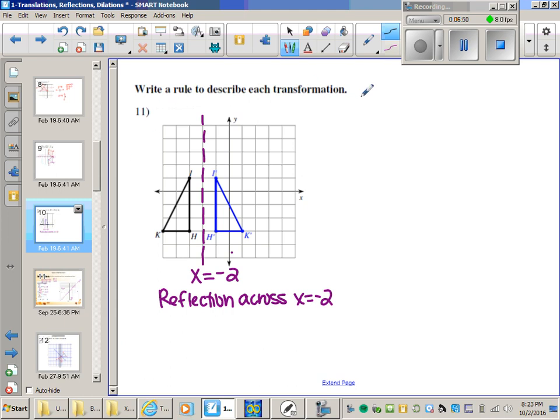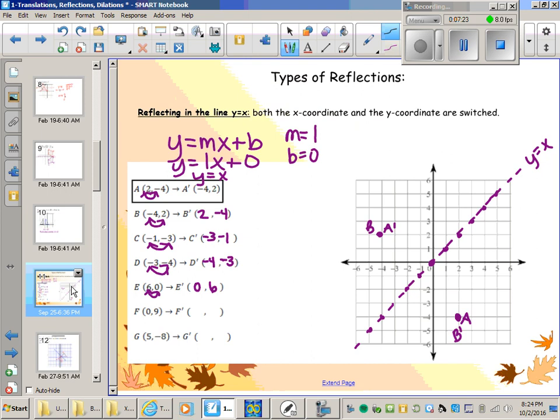Write a rule to describe each transformation. So sometimes you're going to be given a transformation, and remember, you can tell what the original figure is because it does not have the prime mark. So on the left over here, we have a figure, a triangle, KHI, and on the right hand side we can tell that this is the image because of those prime marks. So I can tell that it was reflected across the line x equals -2 because this is a vertical line that crosses the x-axis at -2. So you can write the rule for that.